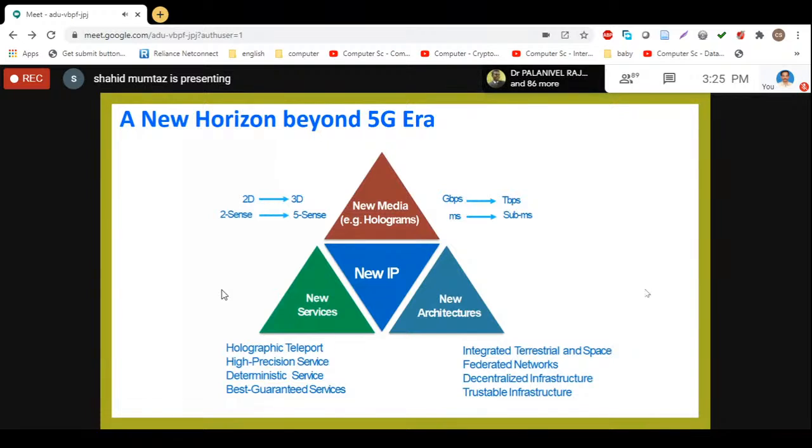So we are moving from 2D to 3D. We are moving from 2 senses to 5 senses, gigabit to terabit data rates, and from milliseconds to sub-millisecond latency. So we need new media, for example, hologram. We need new IP addresses. We need new services and new architecture. So I already explained in the previous slide holographic teleport, high precision services, deterministic services, best effort services, and integrated terrestrial and space networks, federated networks, which you can see a lot nowadays, decentralized infrastructure, and trustable infrastructure as well. These are the new horizons which you can see in 6G as well. These are a few buzzwords which I'm going to explain in the next couple of slides.